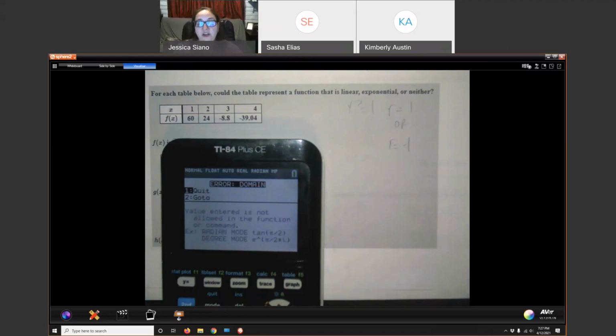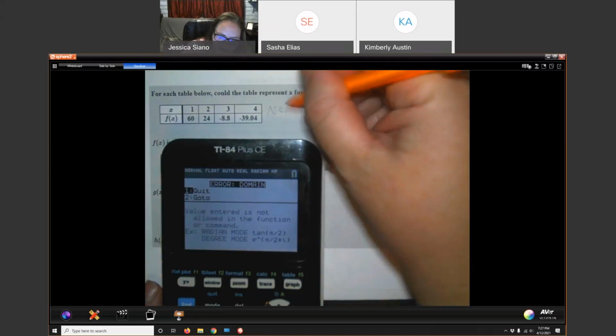Uh-oh. So an error tells me that it's definitely not exponential. The reason I got this error is because the range of an exponential is always positive. So we can't have an exponential with a negative output, which is why it's saying there's an error. So here, this one I'm going to say is neither.